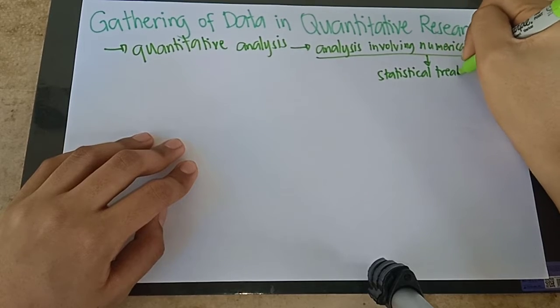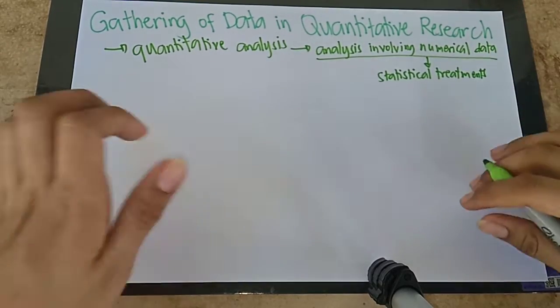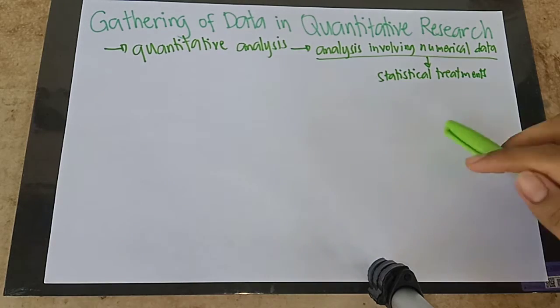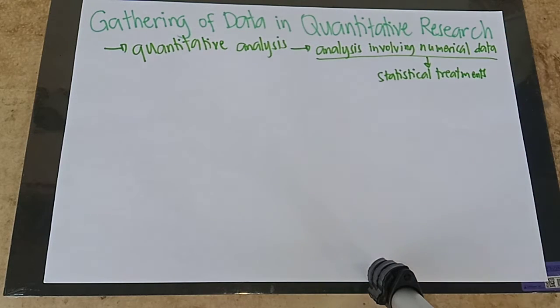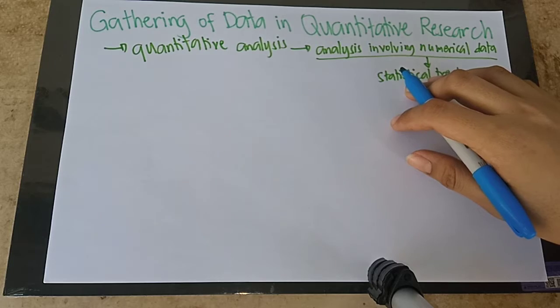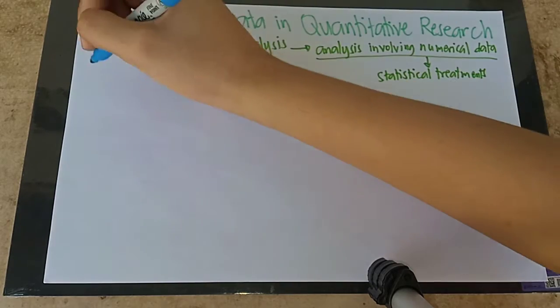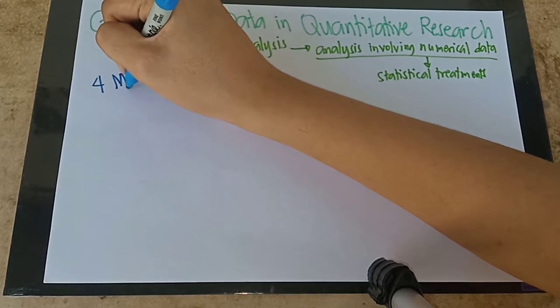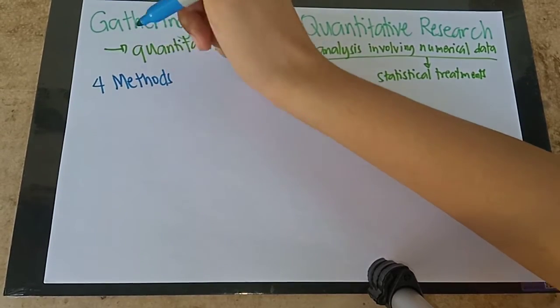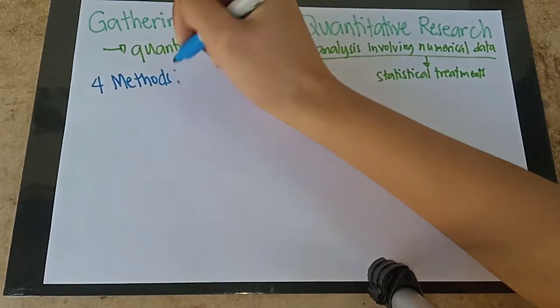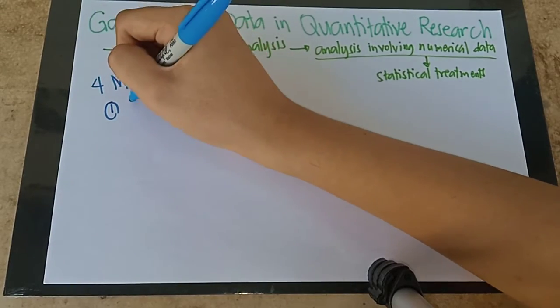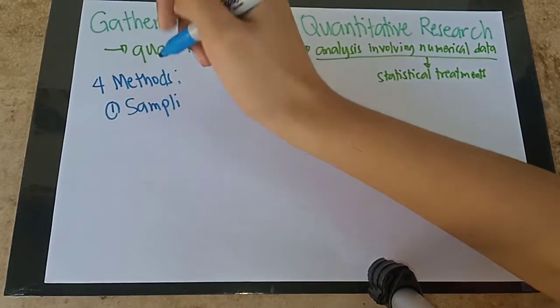Okay? But how do we exactly gather data in quantitative research? Where do we get these numbers to be subjected to quantitative analysis? Let us enumerate the four methods of gathering data in quantitative research. These four methods can be added to or varied from time to time. So it uses the following methods. Number one, it uses sampling methods.